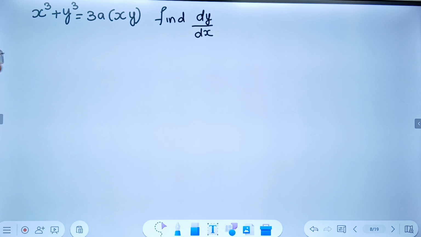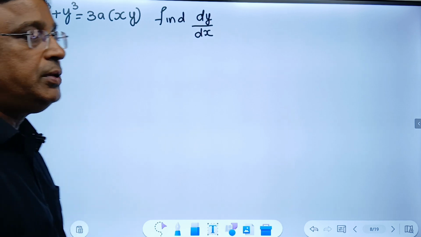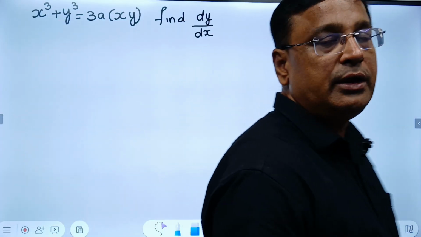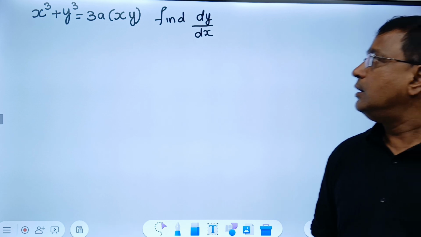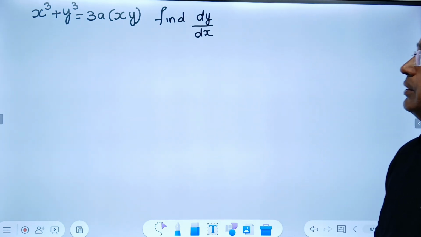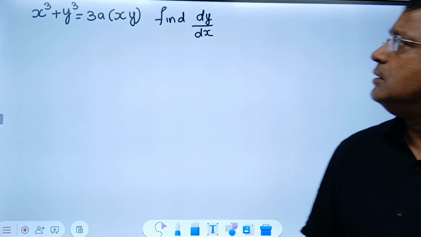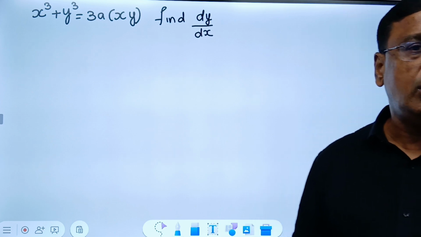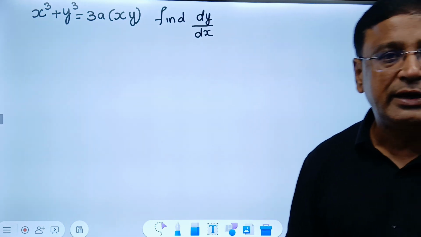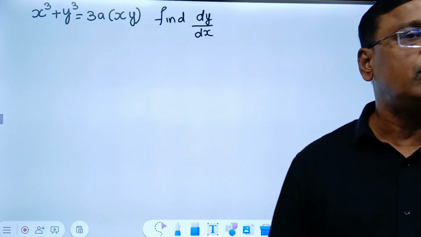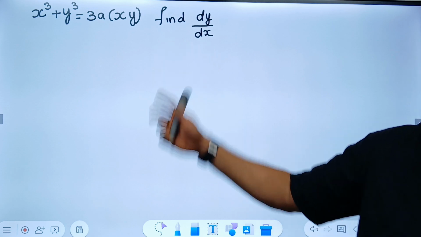Now this is a very, very beautiful sum. x cube plus y cube is equal to 3a into xy. Now I want to find dy by dx. Is it an implicit function? Yes. It is not possible for me to write y directly in terms of x, or y on one side and x on the other side. Therefore, it's an implicit function.